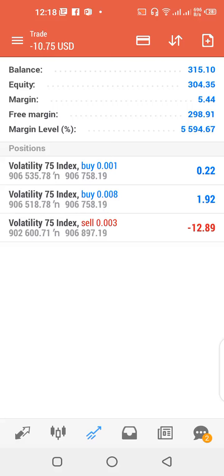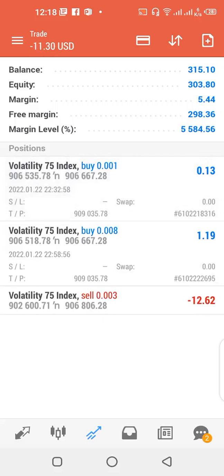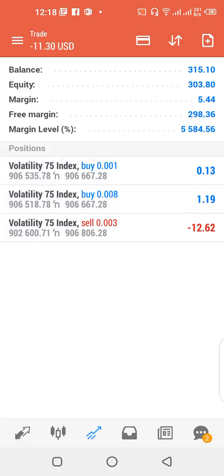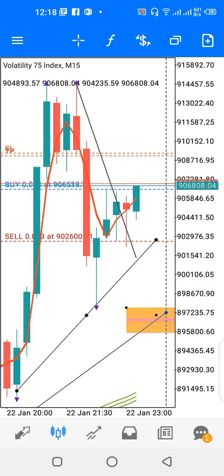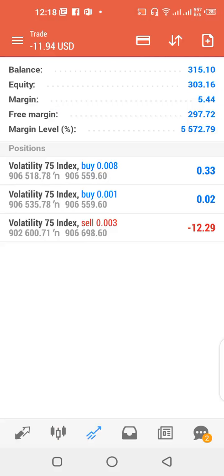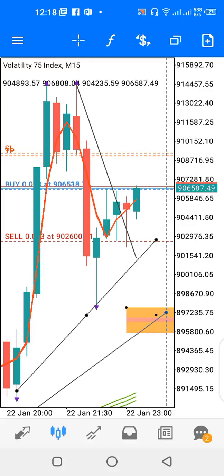All right. You can see the buy trades are now in profit. So as price continues to go up, the buy trades will be more in profit, and my balance will have a break even and then close out with some profits.